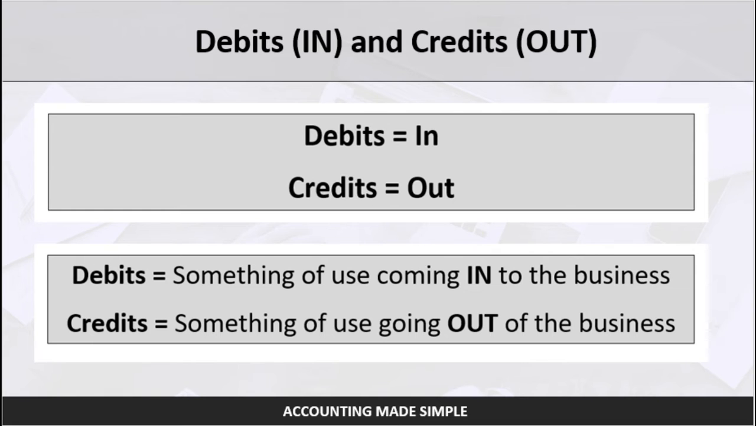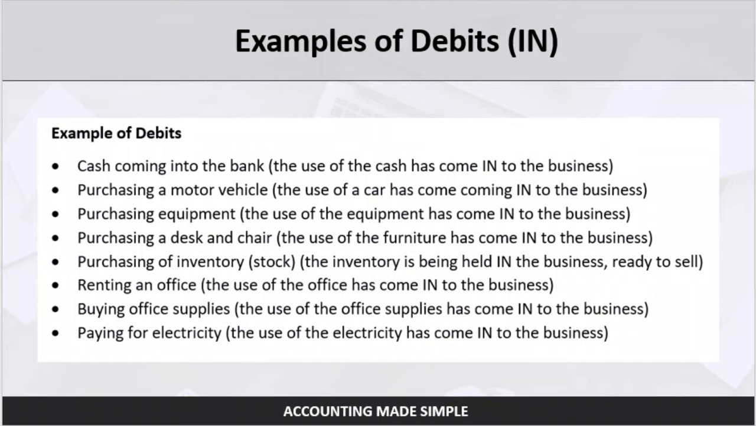Debits and credits. Understanding debits and credits is the foundation of learning all accounting. As you advance in your accounting studies, you'll begin to understand the complexities of debits and credits. But when you're first beginning to learn about debits and credits, it can be helpful to think of them as debits being in and credits being out. Debits are something of use coming in to the business. Credits are something of use going out of the business.